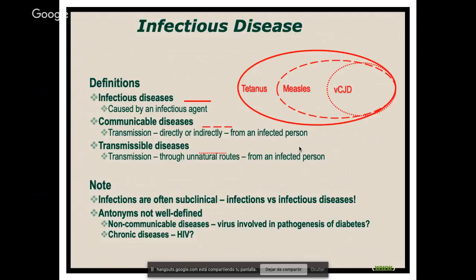We have some concepts, the first being infection. Infections are often subclinical. That is infection versus infectious disease. And also we have the non-communicable disease, where there are no virus or bacteria involved, for example, diabetes.